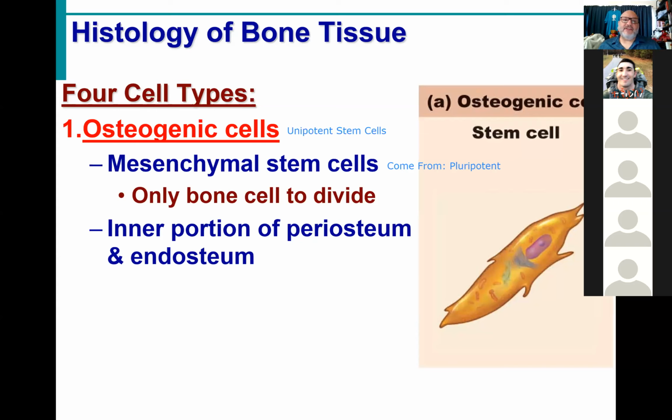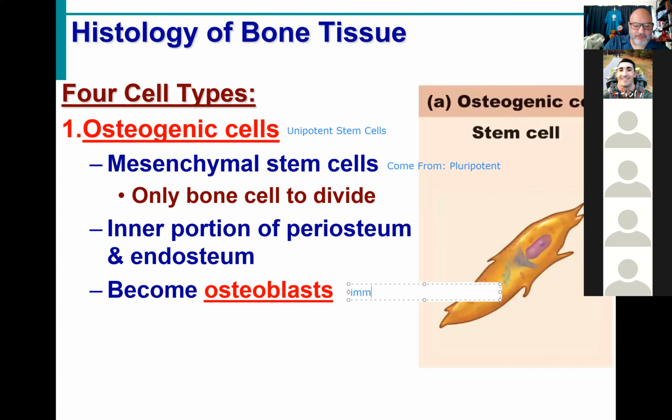And like I said, when they divide, they become one thing and one thing only, and the one thing they become is an osteoblast. Remember, osteoblasts, as we talked about, are the immature cells. And remember, immature cells, their job is to build the matrix. So B for blast, B for build. Our osteoblasts are the ones that are going to build matrix. All right. Questions on that?